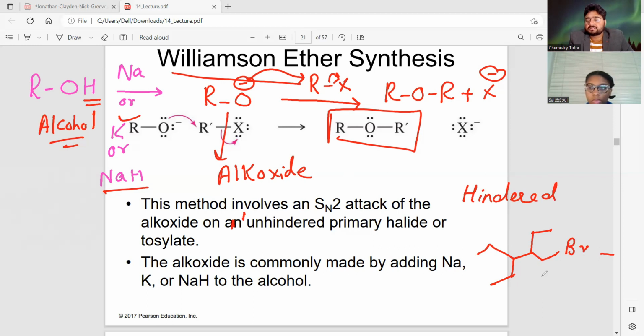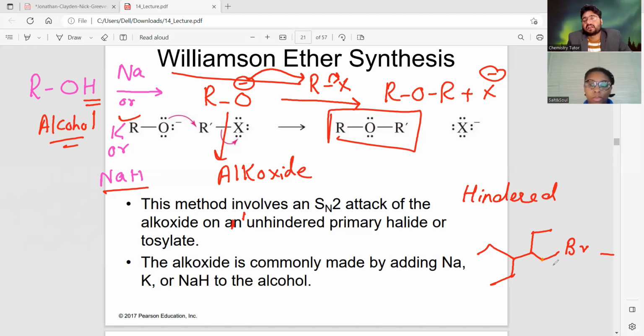Which alkyl halide is this? One second, 1, 2, 3, 4, 5. Which alkyl halide? Primary, secondary, or tertiary? Oh, I thought you were asking me to name it. Sorry, it's primary. This is directly connected to one other carbon. Bromine is connected with this carbon, which is connected with one carbon. So this is primary alkyl halide.